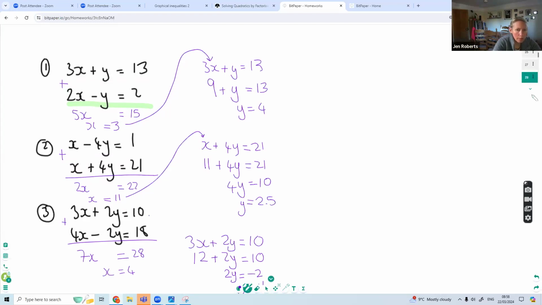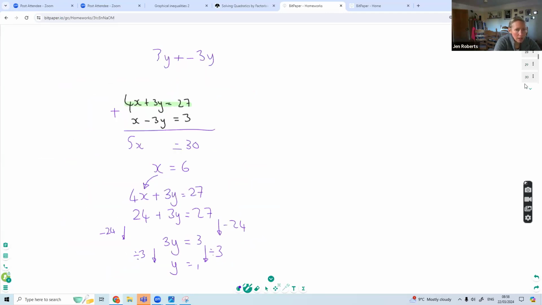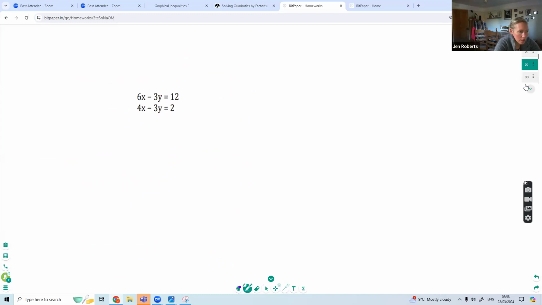Okay, we've got one more example to look at. What happens if we have a minus and a minus? Remember me telling you that this is the only time we add, so we're going to subtract these equations. 6x take away 4x is 2x.